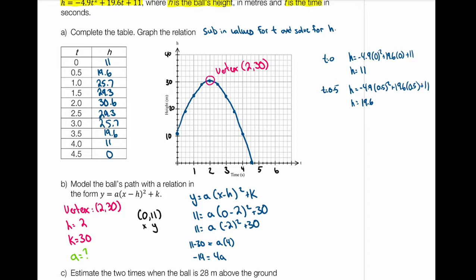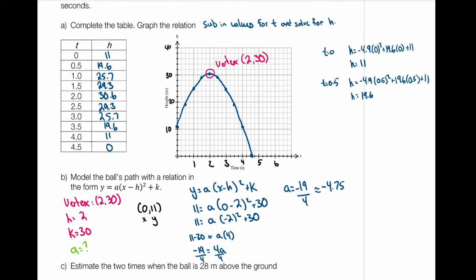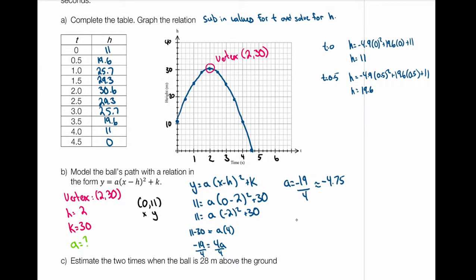And then the last thing I need to do is get a by itself. So I'm going to divide both sides by 4. And I'm left with a equals negative 19 over 4, which roughly rounds to negative 4.75. Now that I have that a value, I can plug that into my equation. y equals negative 4.75 times (x minus 2) squared plus 30. And there is my vertex form equation for this quadratic.